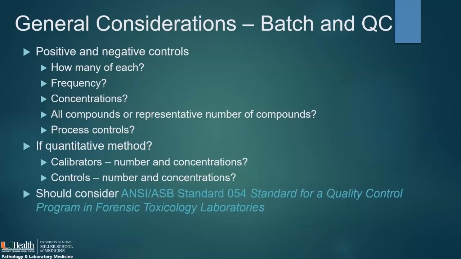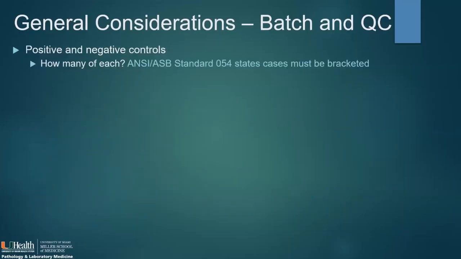And as I start to talk about the answers to these kinds of questions, I did want us to consider that ANSI ASB has a published Standard 54, which is the standard for quality control programs in forensic toxicology laboratories, that does discuss nearly all of these questions and considerations. On the next slide, any blue font that you see will be what I've summarized from that standard. So positive and negative controls, how many of each? Standard 54 states that case samples must be bracketed by them. So at a minimum, 1 positive and 1 negative control at the beginning and end.